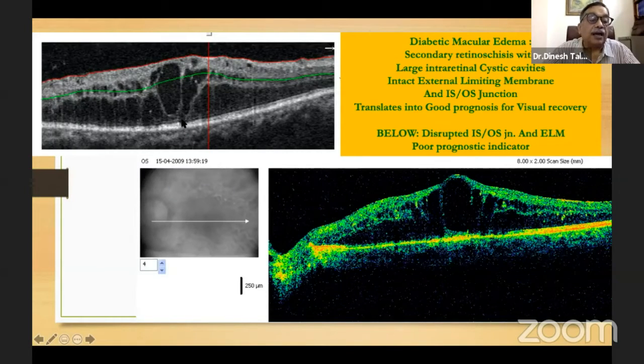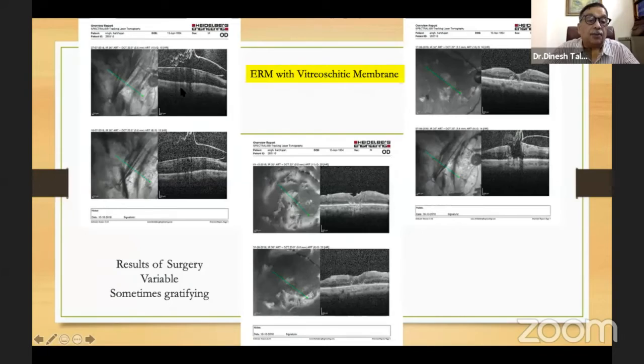Now here you see two eyes, both have a lot of cystic cavities, but in this one you have an intact ISOS junction and a partly intact external limiting membrane. Visual prognosis was good. Here they were all disrupted and the patient did not do well. This is a patient who had an epiretinal membrane, also a vitreoschitic membrane. You can even see those layers of vitreoschisis in the OCT. And in this patient following a vitreoretinal surgery, you can see there was a good recovery. And this was a one-eyed patient who did well following surgery.